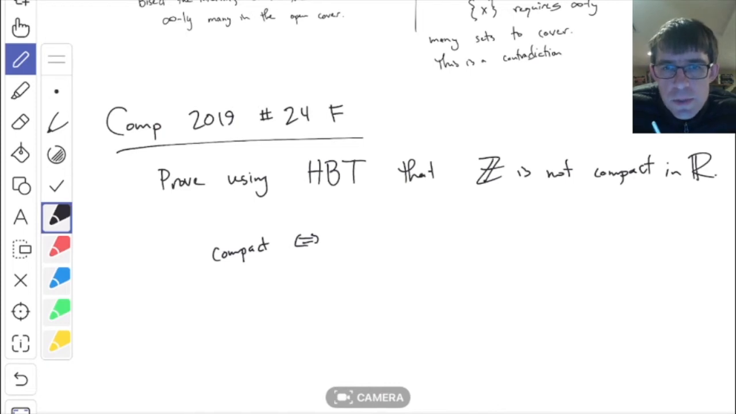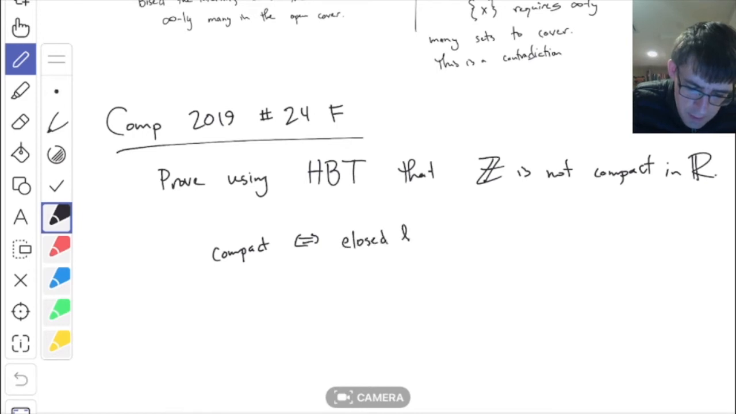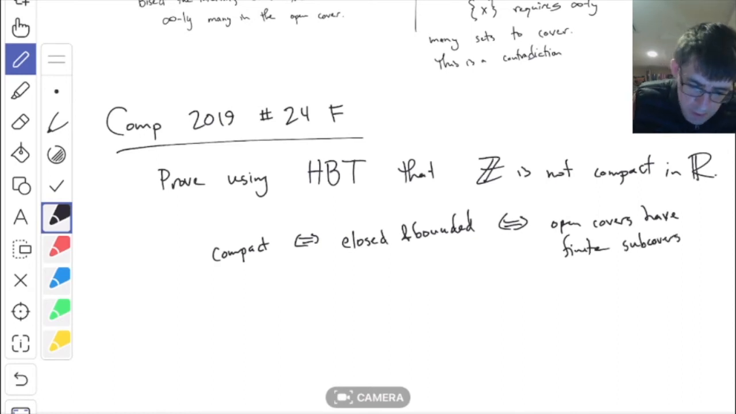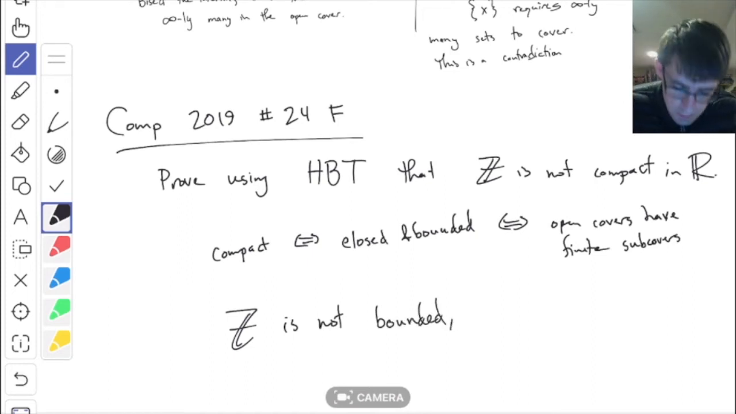Actually, Z is closed. Z has no limit points, and so vacuously Z does contain all of its limit points. But compact is equivalent to closed and bounded, right? And also equivalent to the open cover thing. But for the purposes of this question, that's not necessary. Open covers have finite subcover. But that part doesn't matter. Because Z is not bounded. Actually, it is closed, but it doesn't matter. Z is not bounded, so it's not closed and bounded, and so it's not compact.